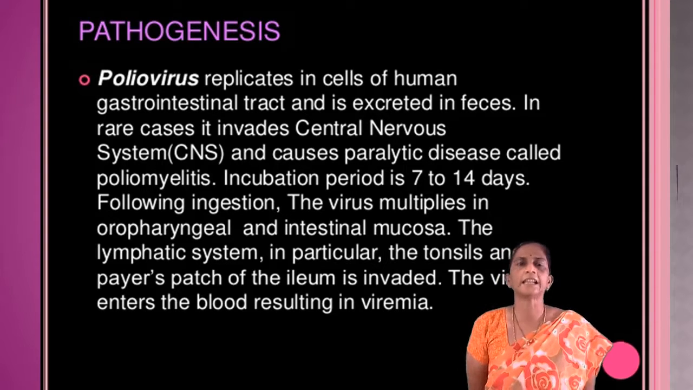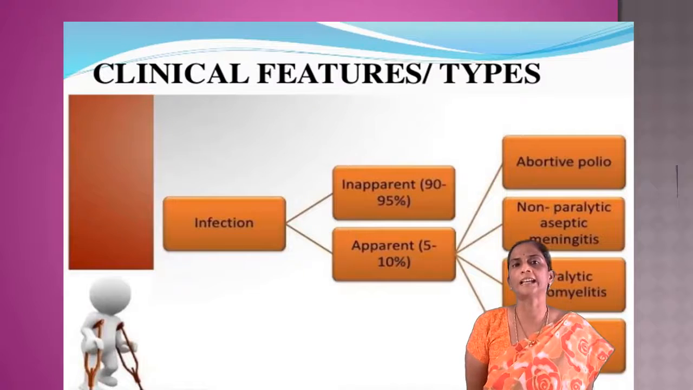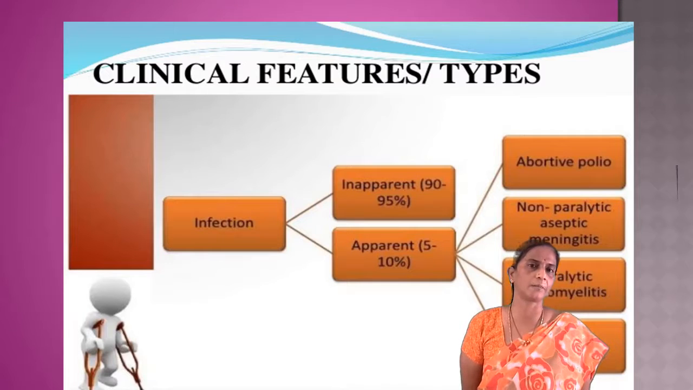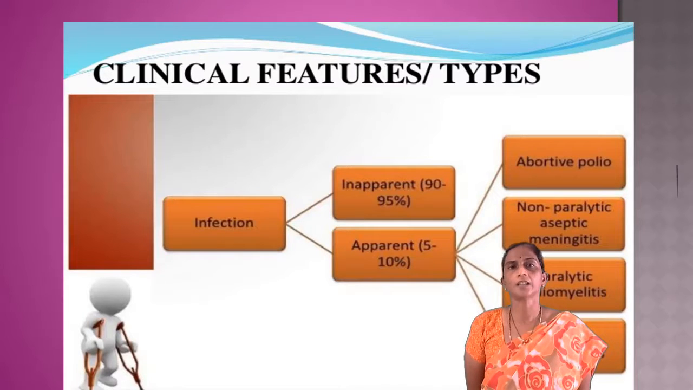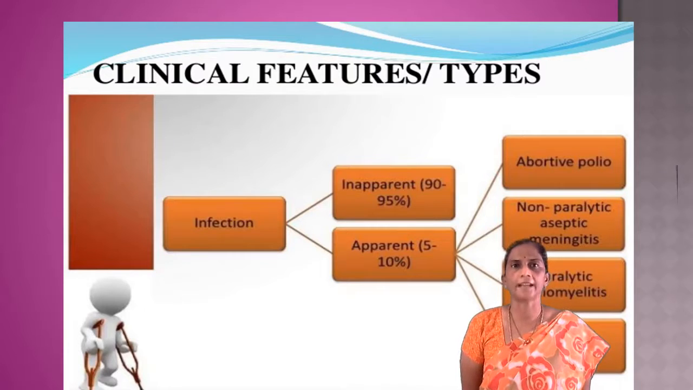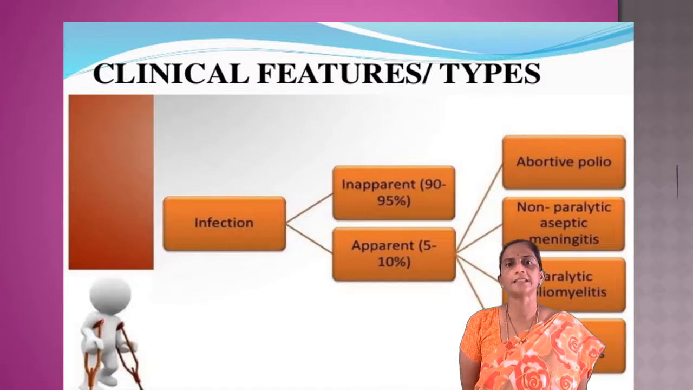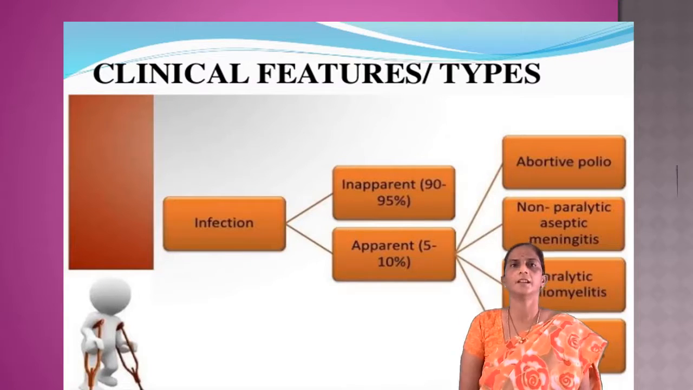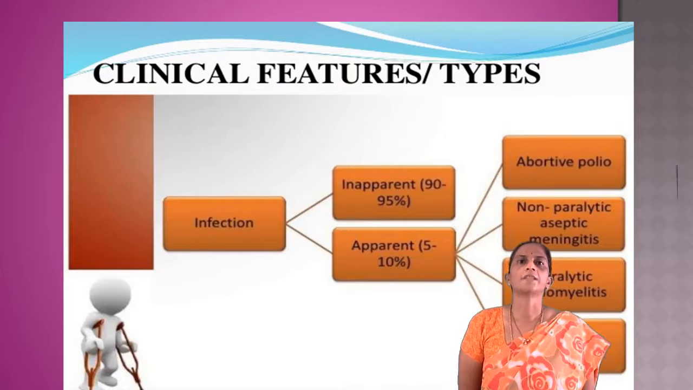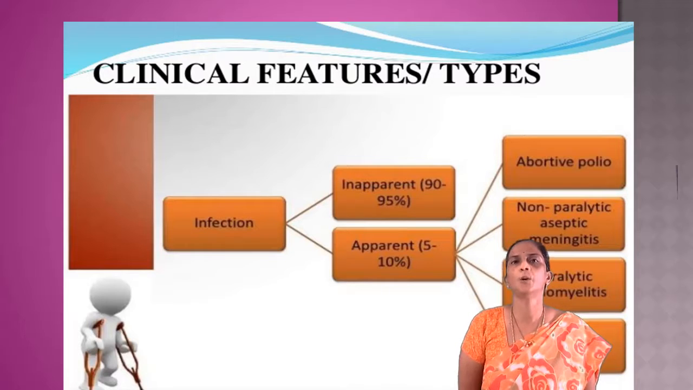Okay. Next, clinical features. We know about pathogenesis. Next, we have to know about clinical features. The doctor will write it as C/F. What are the clinical features? There are mainly two types. One is inapparent. Inapparent means exact symptoms do not appear. The second one is apparent. Apparent means exact symptoms can be seen. Apparent symptoms are divided into different types: abortive, non-paralytic, and paralytic polio.